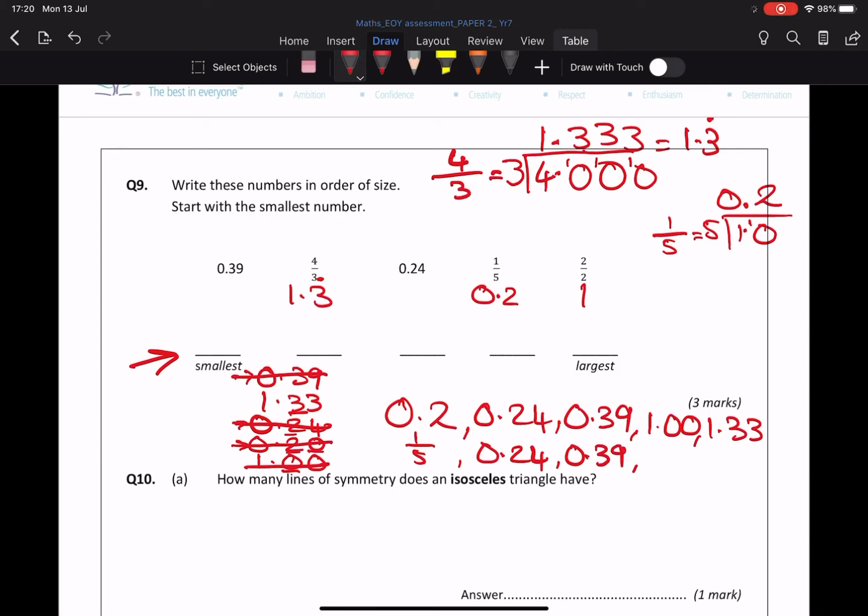1.00, we weren't given it in that form. We were given it as 2/2. Then 1.33 recurring, we also weren't given in that form. We were given it as 4/3. So when you put your answers back onto your answer line, you need to fill it in as those originals. 0.24, 0.39, 2/2, and 4/3.